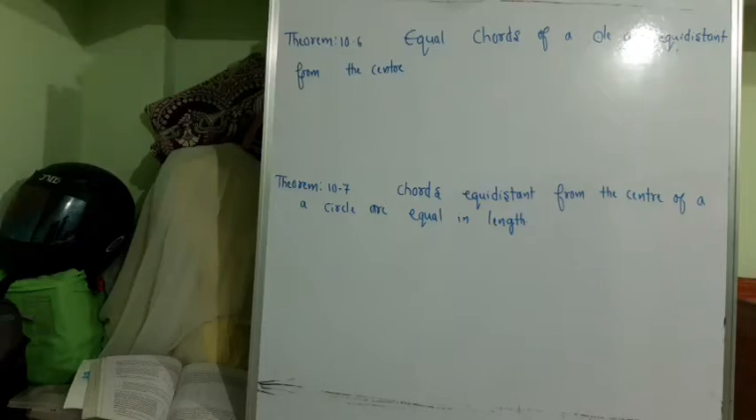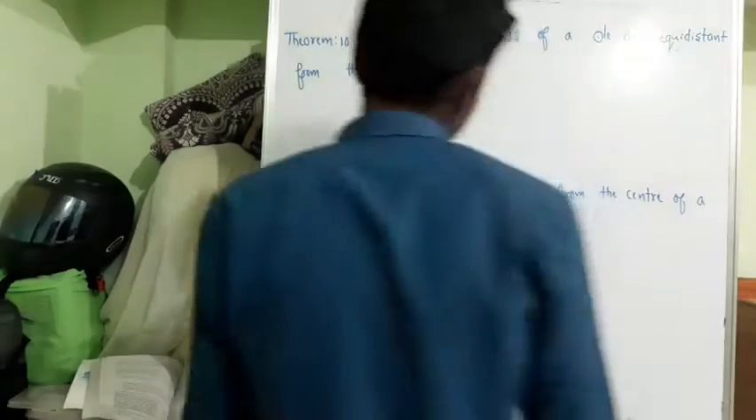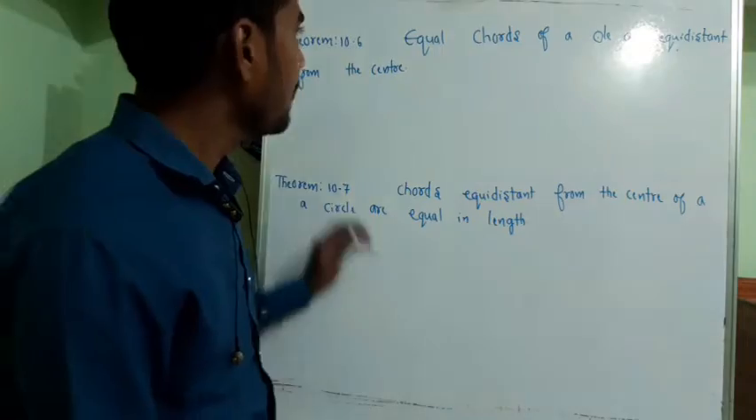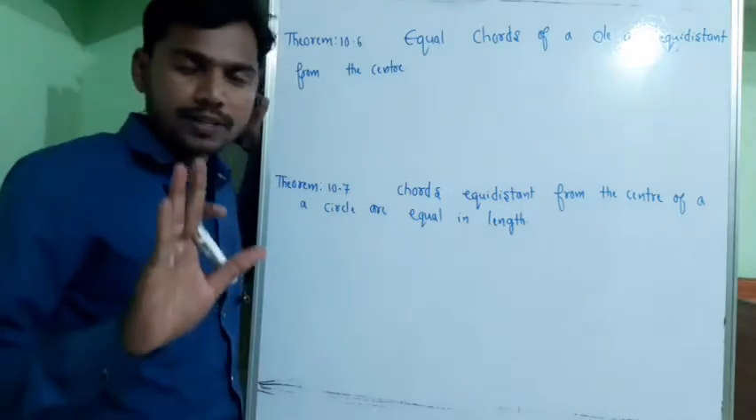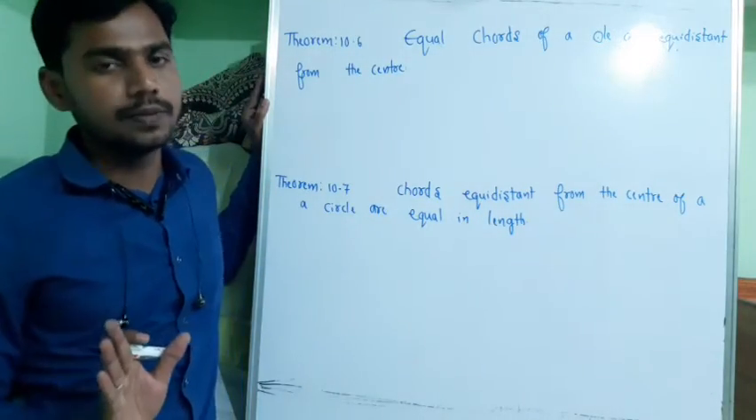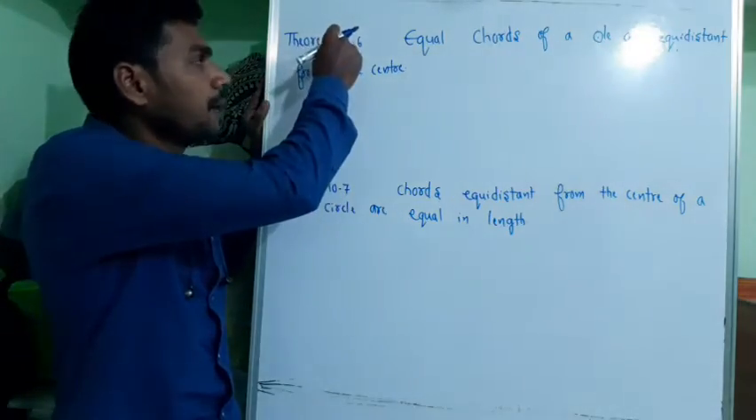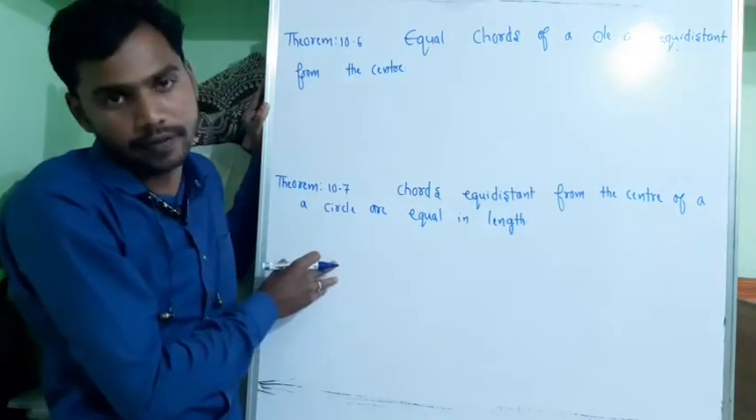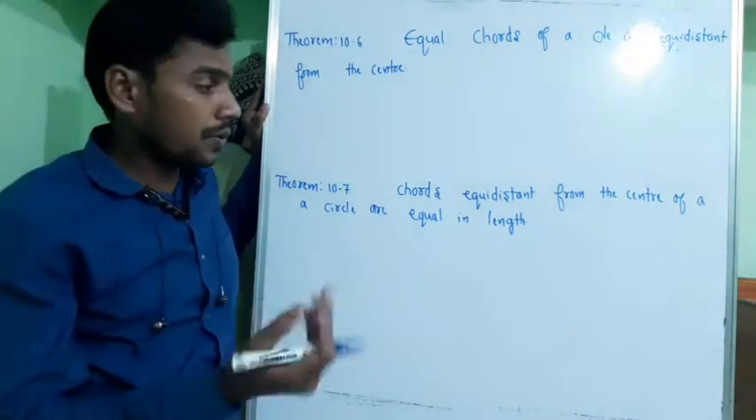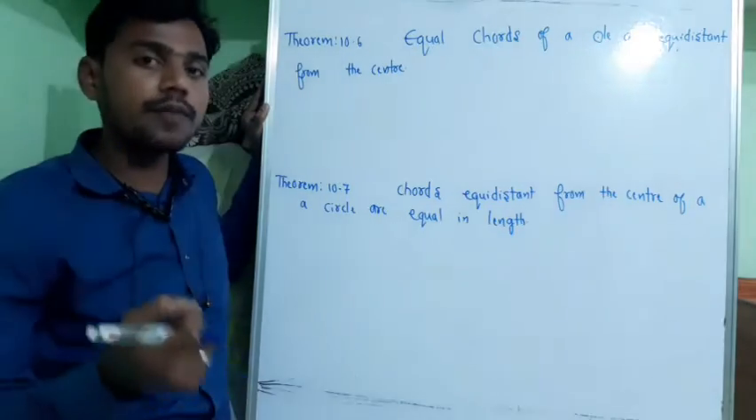Students, we'll start with the introduction for exercise 10.4. In this, you're going to study... So, before that, exercise 10.3 is not there for your syllabus. In this, you're going to study theorem number 10.6 and theorem number 10.7. Before that, we'll come to know what is the distance of a line from a point.